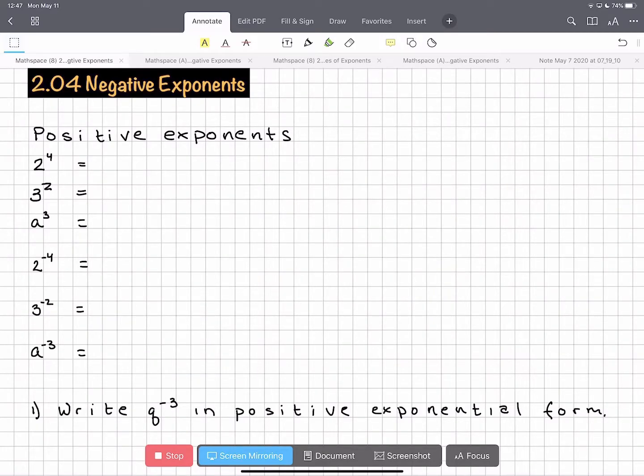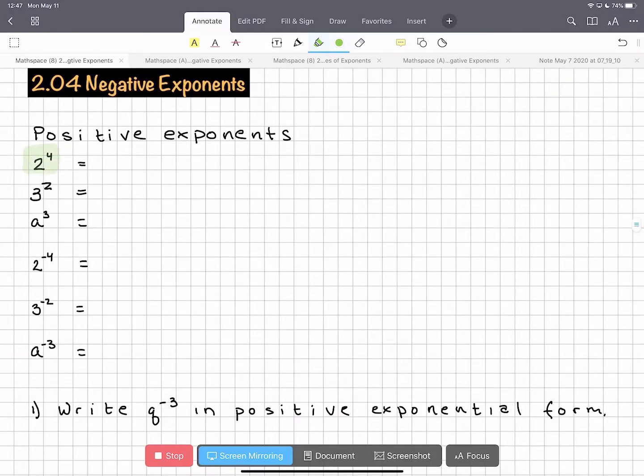Before we begin working on negative exponents, let's review positive exponents first. So in the first example, I have 2 raised to the power of 4. And the exponent, which is the 4, tells us that we're going to repeatedly multiply the 2 4 times.